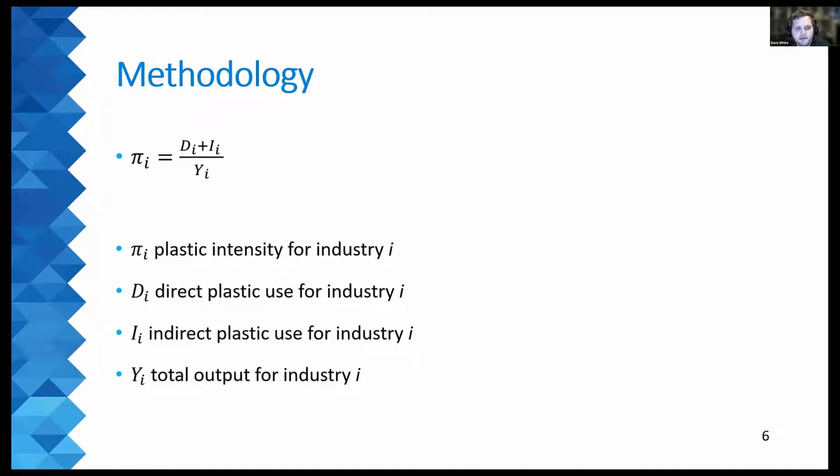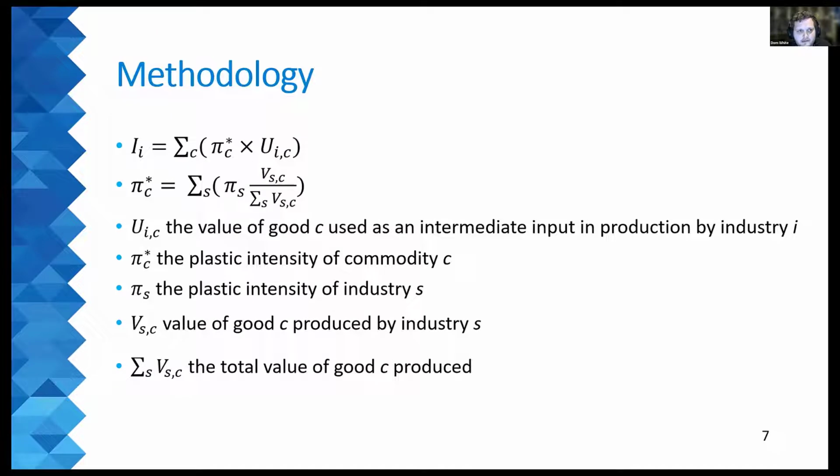So this is the main equation that we use to determine plastic intensity. Plastic intensity is represented by π_i. D_i shows direct plastic use for each industry. I_i shows the indirect plastic use for each industry. And Y_i shows the total output for each industry and puts this in an intensity form. Now, direct plastic use is a fairly straightforward measure to determine for each industry using input-output data. You can see what the plastic inputs are, and you can clearly see which industry is using them. Whereas indirect plastic use is a slightly more complex task.